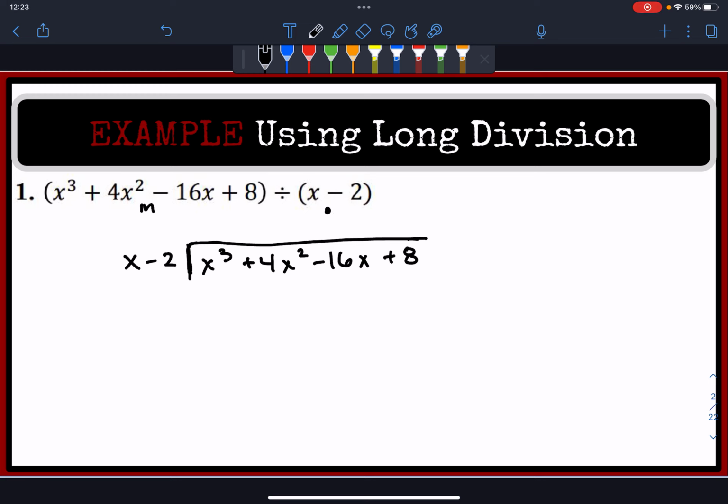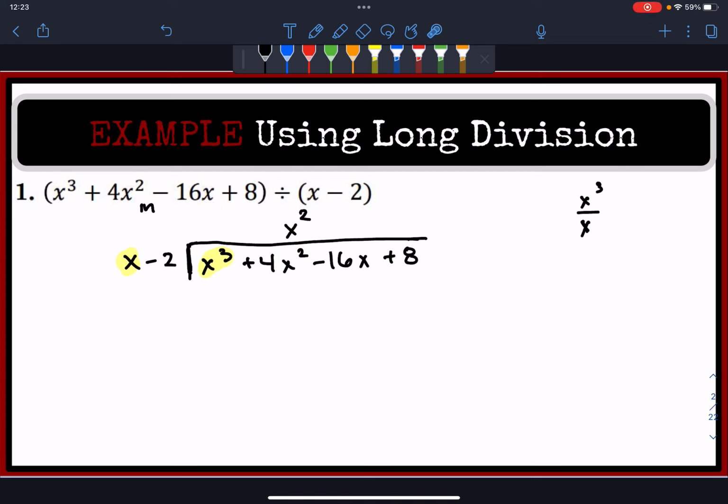And what we're going to do is simply focus on the leading term of our divisor and our dividend. We're going to see how many times x can go into x to the third power, which in other words simply implies what is x to the third power divided by x. So we're going to take this term here and divide it by that term there. And the solution to that is going to be x squared. So let's write that above our x squared term.